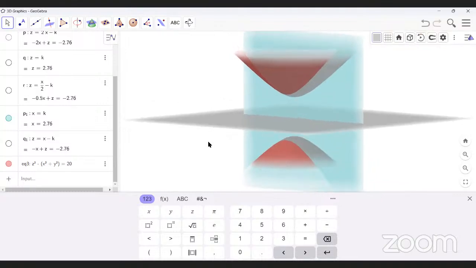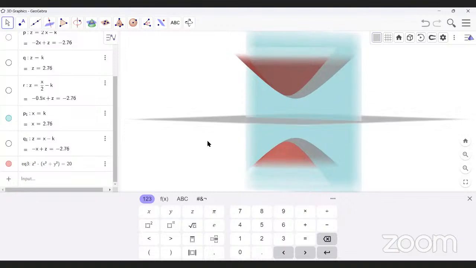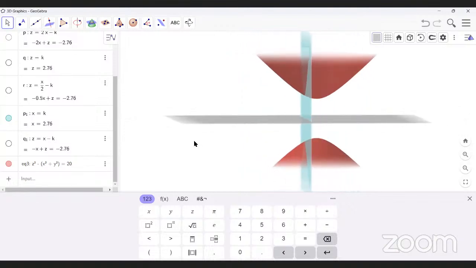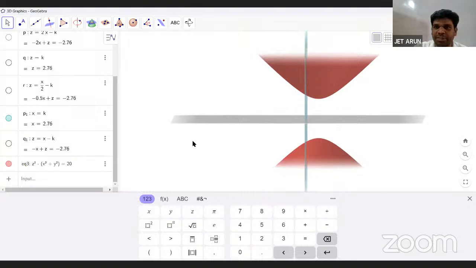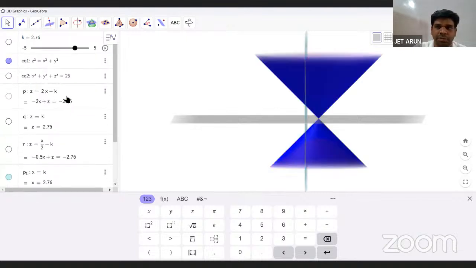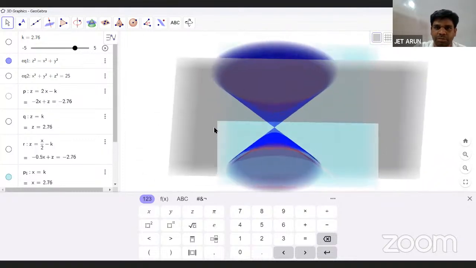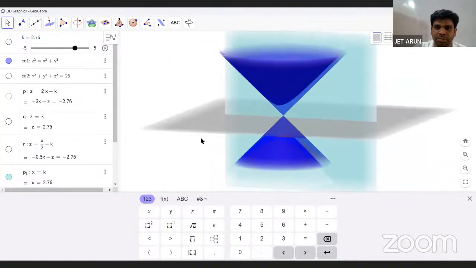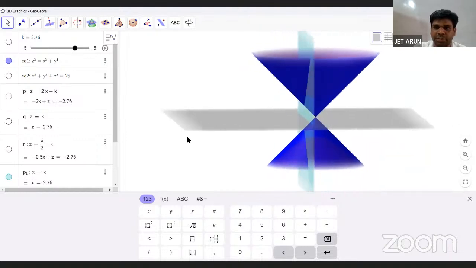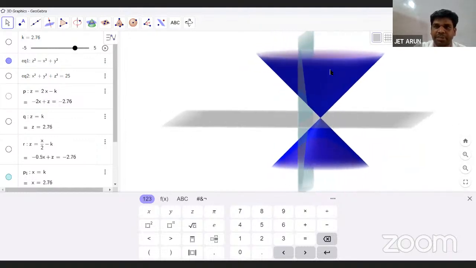What am I getting? Hyperbola again. So this hyperbola which I have drawn in brown color is a more general form of a cone. A cone is a special case of this hyperbola. If these two join, I get a cone. If this vertex joins, I get a cone. I'll just show you the equation of the cone. I'll change the color here.